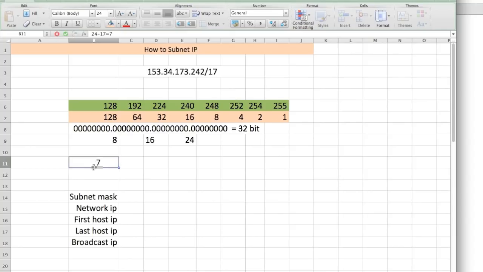We take 2 and we raise it to the power of 7, and that gives us, let's see, 1, 2, 3, 4, 5, 6, 7, 128. That gives us 128. Okay, so we know that this subnet is incrementing by 128. Okay, so it's 128, and I look at 128 and I look right above it. Okay, and that gives us the subnet mask.